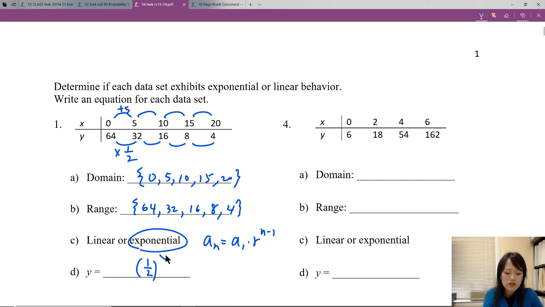Because if I sub x here, it's not correct. Why is this not right? When I put a 0, do I get 64? Now when I sub 0, I'm getting 1. Okay, so you might say, what if I put a 64 there? The first term, what I consider the first term.